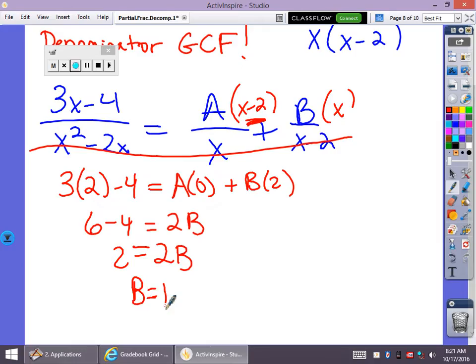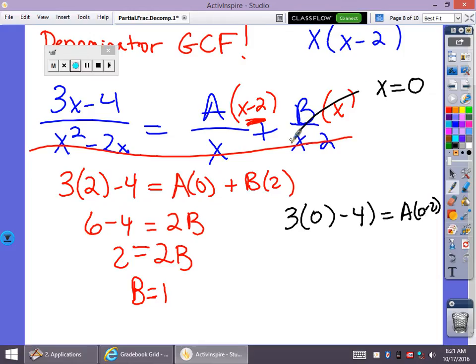Now, okay, this next one was tricky for some of you. You didn't know what to put in here. Well, set the factor equal to 0. Oh, what's the answer? 0. So I'm going to do 3 times 0 minus 4 equals a times 0 minus 2, and the b is obsolete. So 3 times 0 cancels. Negative 4 equals negative 2a. Therefore, a equals 2.